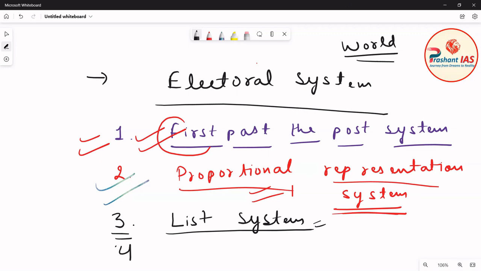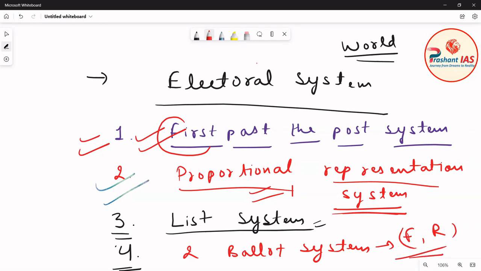So the next type of electoral system, or we can say the fourth type of electoral system, is two ballot system. So we have to study all these electoral systems in a very detailed manner. This two ballot system is followed in France as well as in Russia.